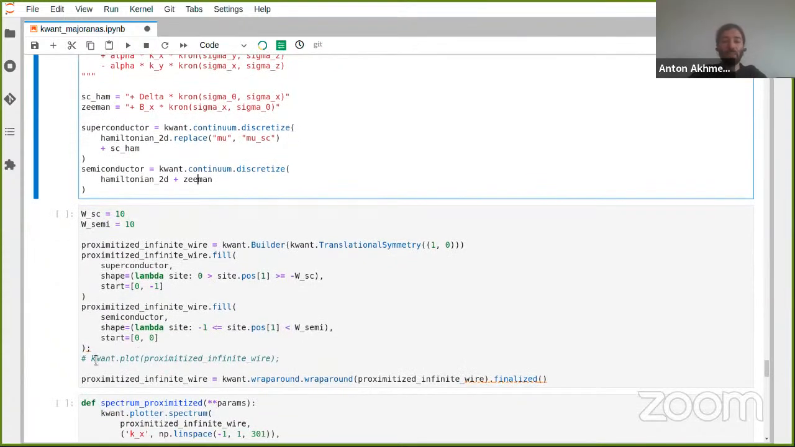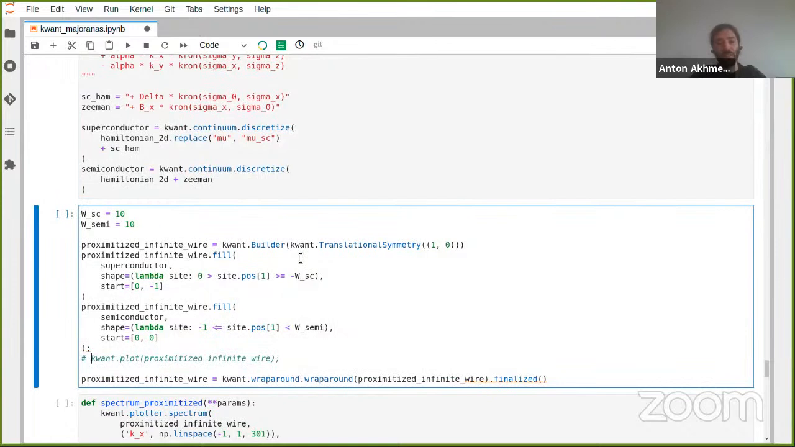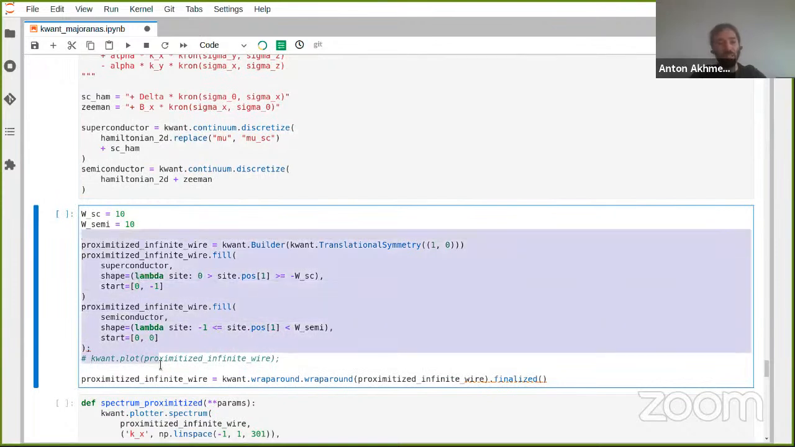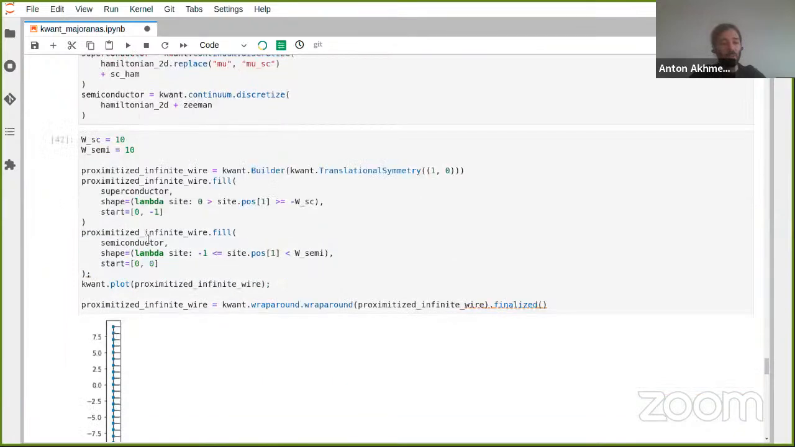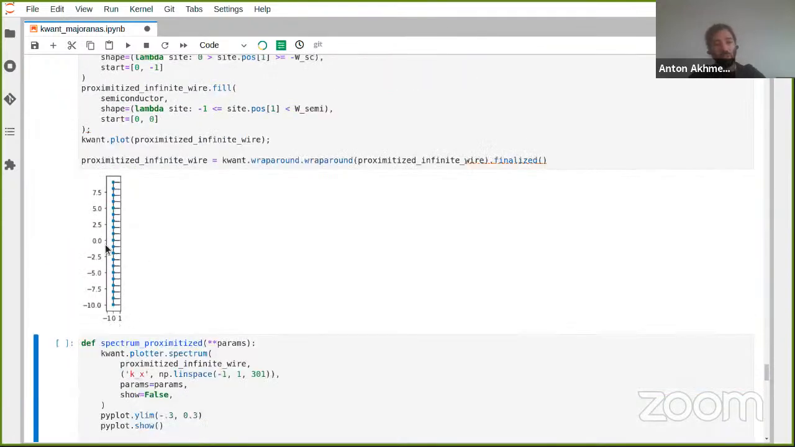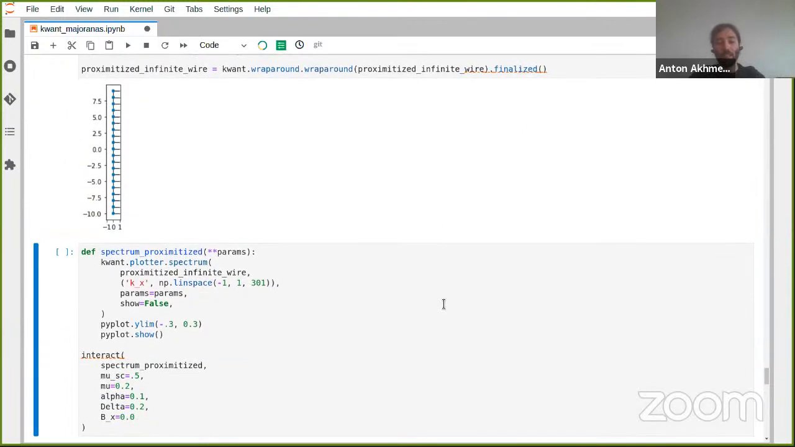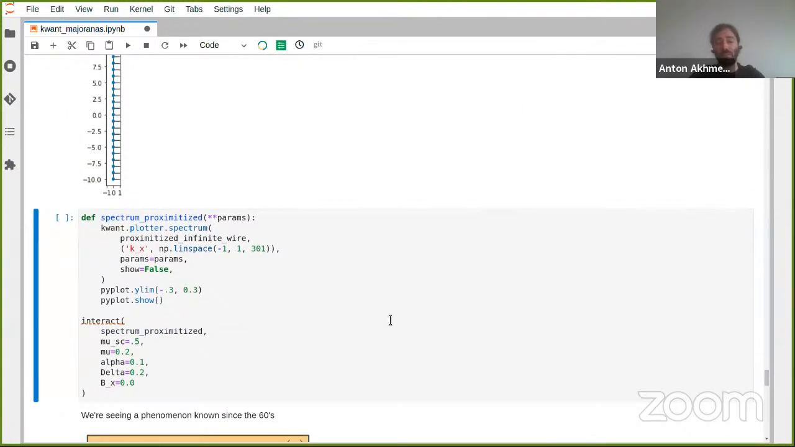Now, very similar to what I've done before, I'm going to create an infinite translationally invariant system that I'm going to make 10 sites belonging to a superconductor and 10 sites belonging to a semiconductor. I'm also going to plot it. So this is now a finite wire infinitely extending in the x direction. So it's a wire with a finite thickness, but translationally invariant in the x direction. Let's look at how its dispersion looks.